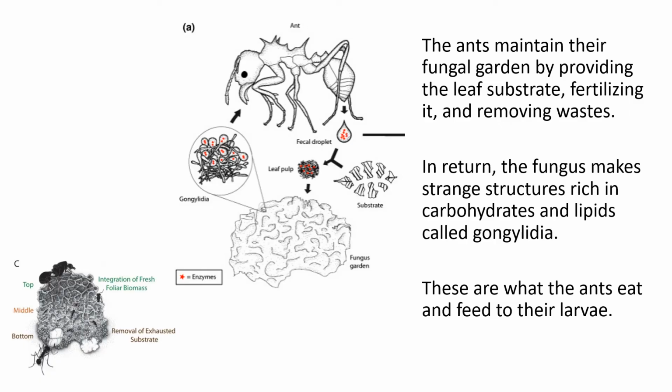The ants maintain their fungal garden by providing the leaf substrate, fertilizing it, and removing wastes. You can see here in the diagram, and I love this diagram, the ants will fertilize it with their poop. There's this fecal droplet, and these little red dots indicate enzymes that are able to break down that leaf litter. So the enzymes are carried in the ant poop. They go into the leaf pulp that the ant has broken up. All of this gets mixed together in the fungal garden, and then those enzymes make it back into these structures called, I don't actually know how to say this word, gongylidia is how I'm going to say it. So in return, the fungus makes these strange structures rich in carbohydrates and lipids called gongylidia.